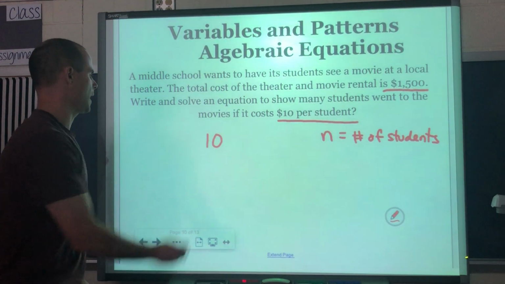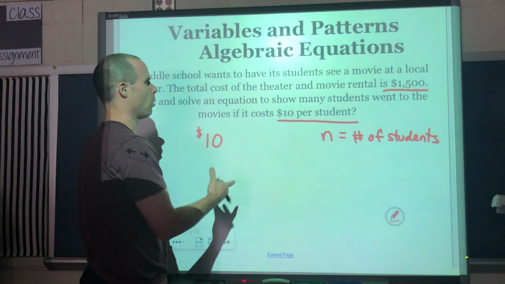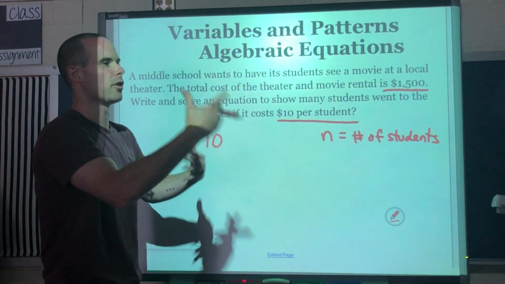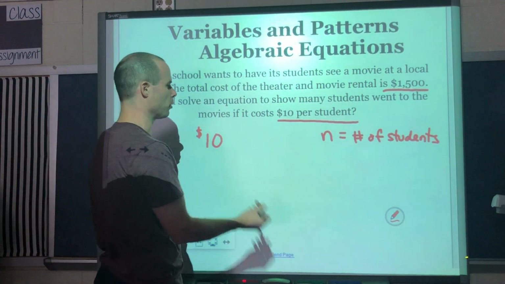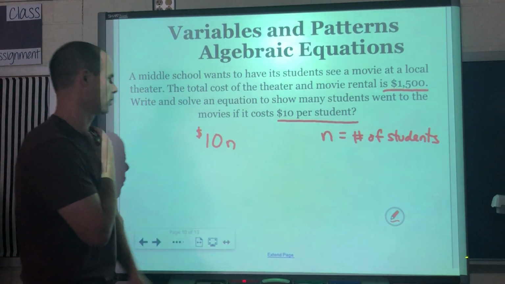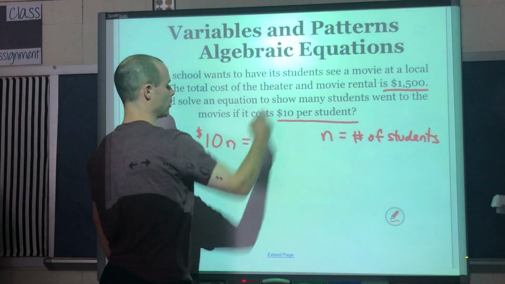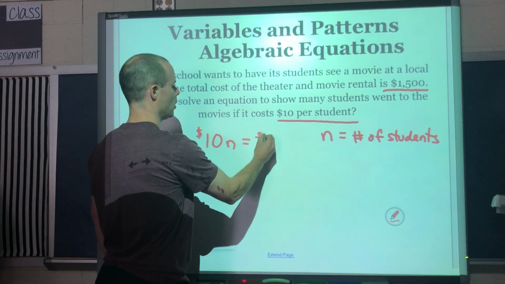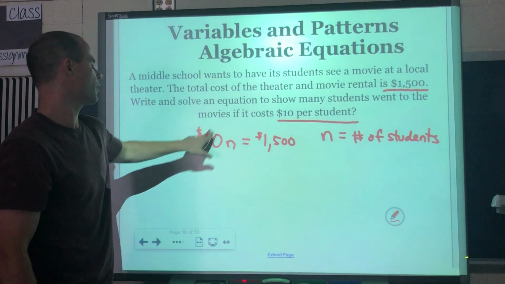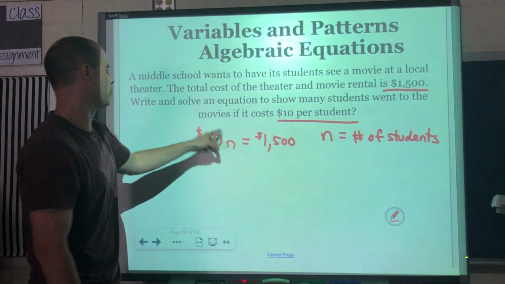And I know it's $10 for every student that's going to go. So instead of adding $10 the number of times the number of students are going to be, I'm going to use multiplication and say I can just multiply $10 by however many students are attending, or 10 times n. And that should give me my total cost of $1,500.